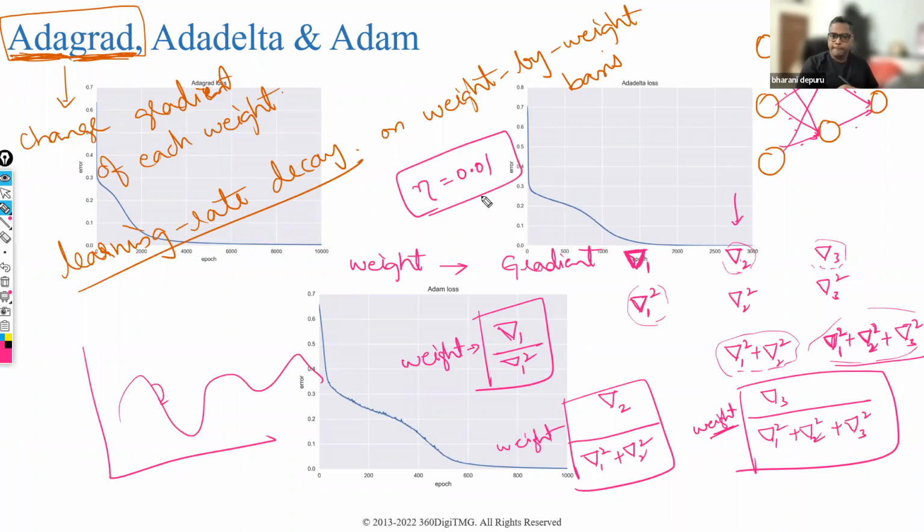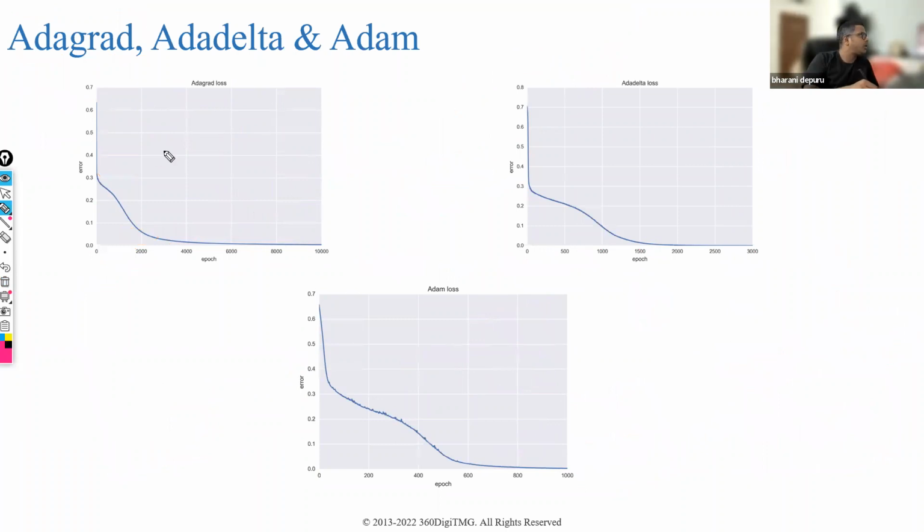Now, because the summation of these gradients becomes larger and larger over a period of time, and eventually you are dividing each gradient by that running sum, slowly the weight update will come to 0. And this is the reason why, if you look at your ADA grad here, after maybe 8,000 epochs, it is hitting the minimum loss or error. It's taking far too many epochs to reach the minimum.